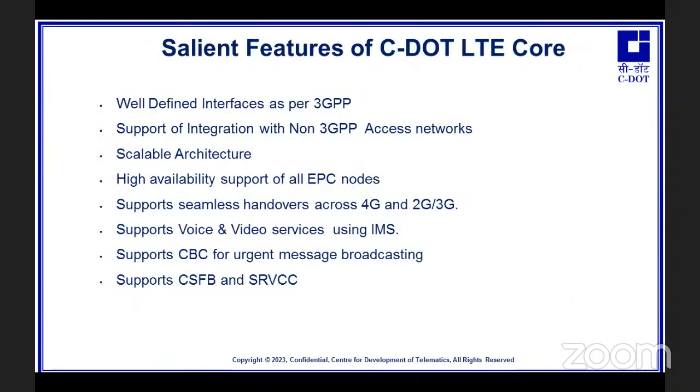So these are some of the features of our cloud native core. Our solution is based on 3GPP, and our core also supports non-3GPP access networks. Non-3GPP access network is Wi-Fi, and now this CPDG. And it is a scalable architecture. That means depending upon load, we go on increasing the resources, go on increasing the VMs, and your load capacity will be increased. High availability, support of all EPC nodes. All nodes are working in active and standby mode. So if for some reason one active node goes down, the standby will take care. Our core supports seamless handover across 4G and 2G.